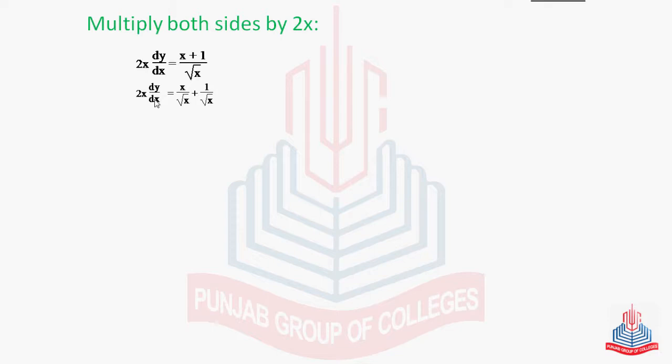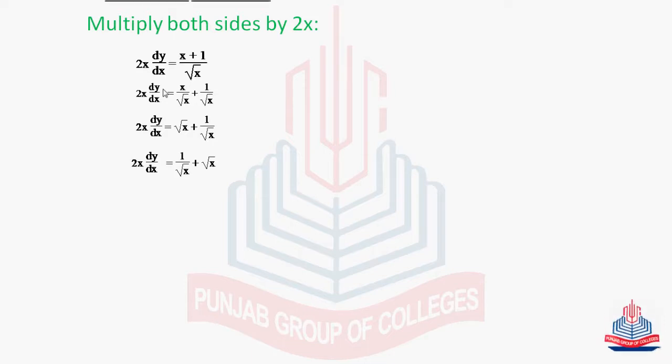2x dy by dx will be as it is, equal to x divided by square root of x and 1 divided by square root of x, where we divide both of these two terms, x and 1, by square root of x. So now we have 2x dy by dx is equal to x divided by square root of x, which will be square root of x, plus, and this will be as it is, 1 over square root of x. 2x dy by dx is equal to 1 over square root of x plus square root of x, almost the same work, but just shifting these two terms.